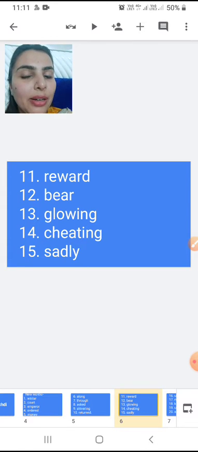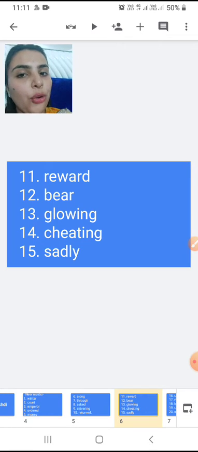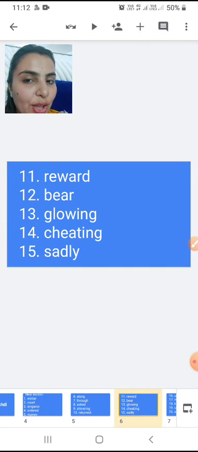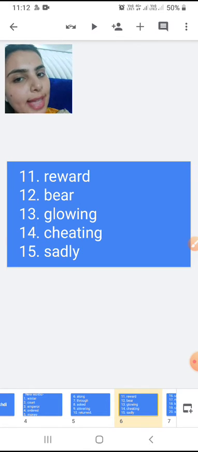12th is bear. B-E-A-R, bear. 13th is glowing. G-L-O-W-I-N-G, glowing. 14th is cheating. C-H-E-A-T-I-N-G. 15th is sadly. S-A-D-L-Y, sadly.